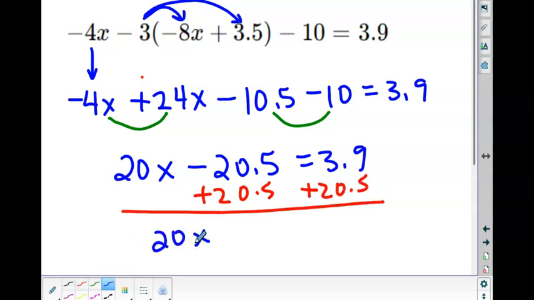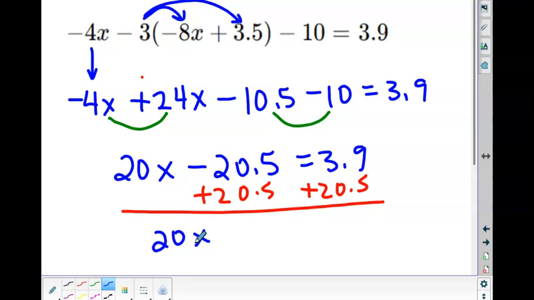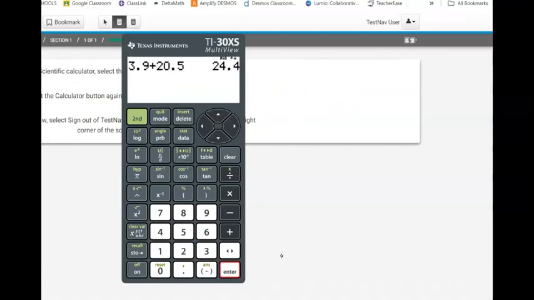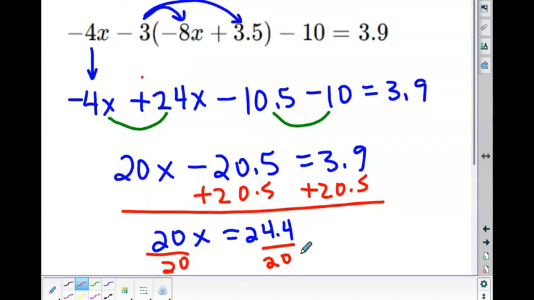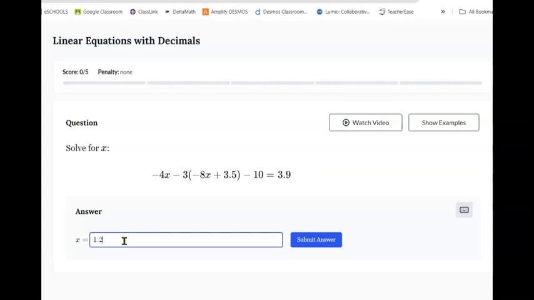And again, I don't want to make a mistake, so I'm going to add 3.9 and 20.5. So 3.9 plus 20.5, and I get 24.4. 24.4, and I'm going to divide both sides by 20. 24.4 divided by 20, and I get 1.22. Good thing I had that calculator. So 1.22.